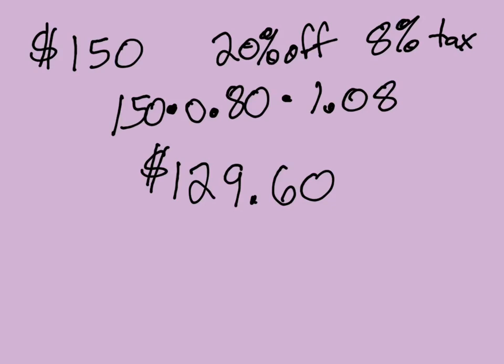So again, what we did was we took 150, 20% off is 0.8 because that's 80% left for us to pay. 8% tax is 1.08 because that's 8% above 100. And then we multiply those together and we get $129.60. Let's do one more for you to do.